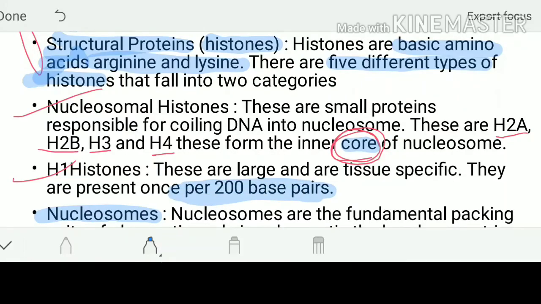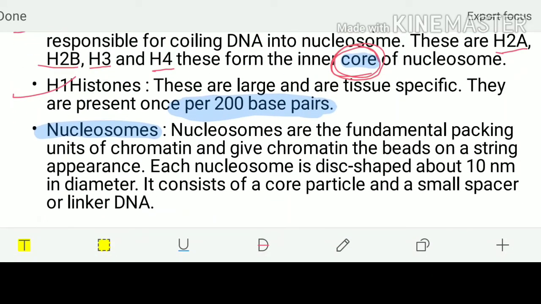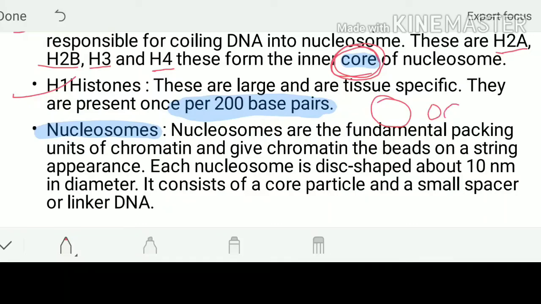Now, the nucleosomal structure: nucleosomes are the fundamental packaging units of chromatin and give the chromatin the beads on a string appearance. I'll draw that. Here, this is a histone molecule which has all 8 histones, so it is octameric. Octa means 8, so histones are octameric.